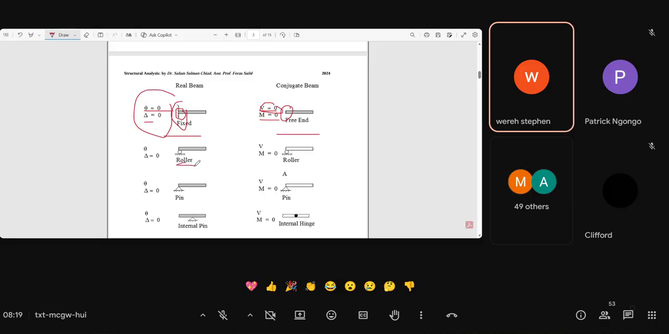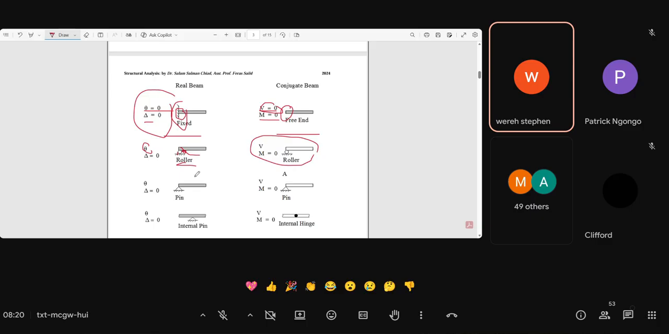So the same case applies to the roller. If the roller is there, we have a rotation, because it's going to rotate like this. So we have this theta at this point. But we don't have a deflection here because this thing is fixed here, so it cannot move either up or down. In the conjugate beam, we are going to see why we have a shear force and the moment. The shear force will not be 0 at this end, but the moment will be 0.